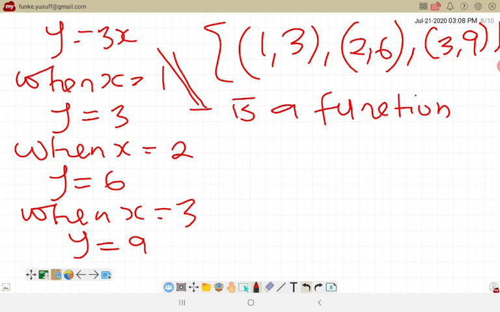because every value of x gives a corresponding value of y, which is unique. Okay, that is, no two values of x give the same value of y, so it is a function. So this is an example of an algebraic test. Now let's take another example.